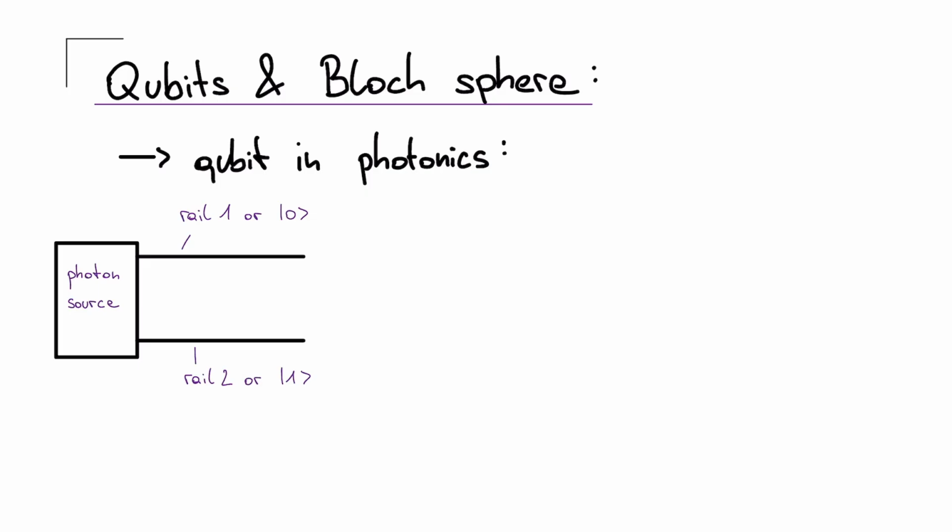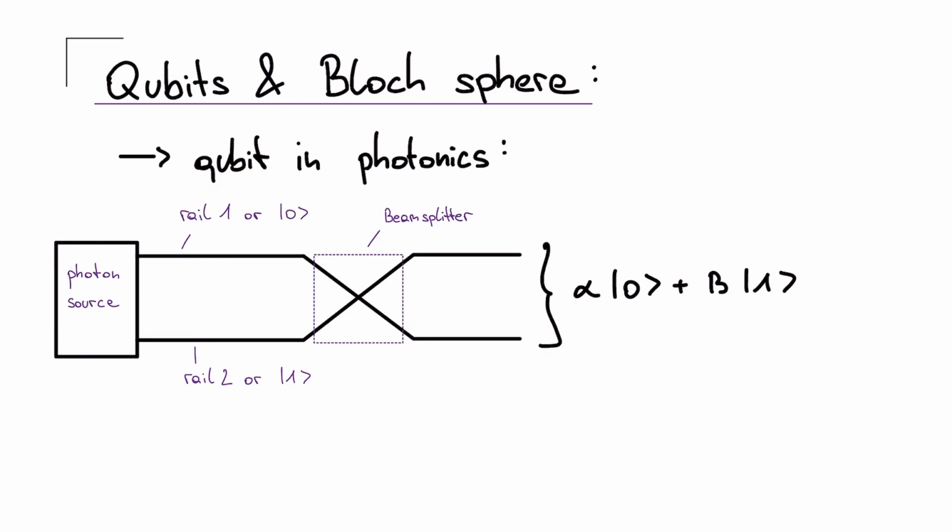In photonics, we work with photons, particles of light. Imagine we have two optical rails or waveguides and a source that emits single photons. If we initialize the photon in the first rail, we call that state 0. If we initialize it in the second rail, we call that state 1. That's the simplest possible encoding. But we can go further.